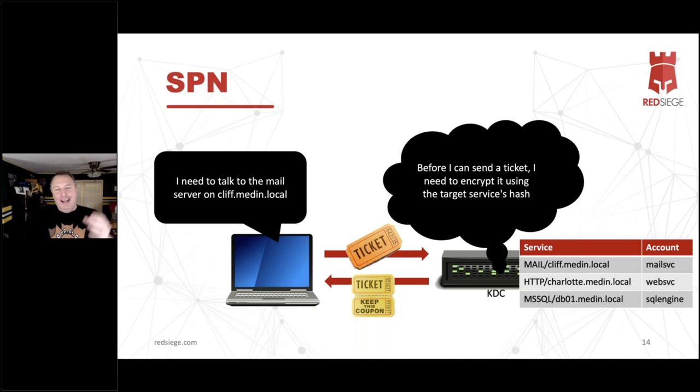So the mail on Cliff is going to have a mapping to that mail service account in the background, right? And of course, that account name is whatever is defined by that organization. I could have Charlotte the web server, and there's going to be a mapping between the service, HTTP, on the host, to that underlying account. And then I'll have a SQL service on DB01 mapped back to the SQL engine.